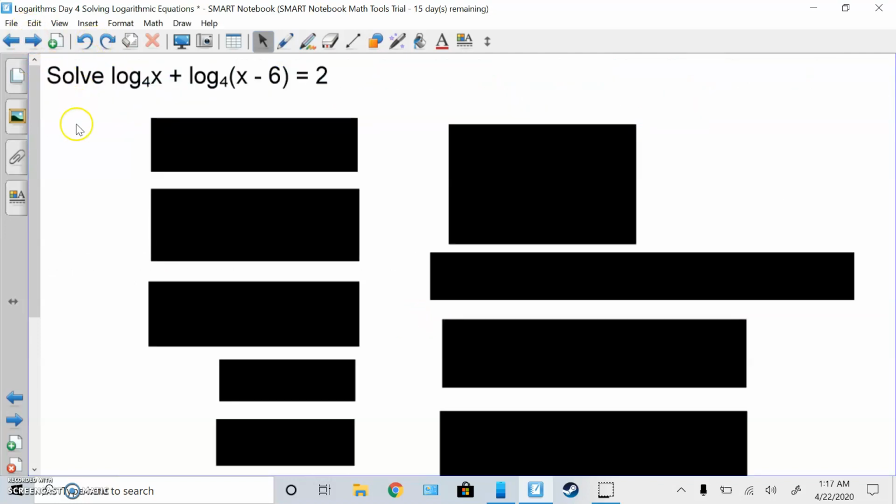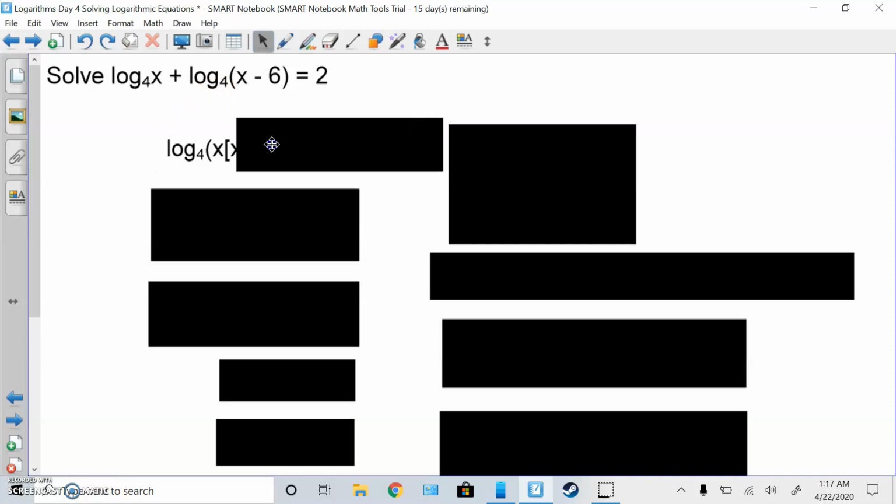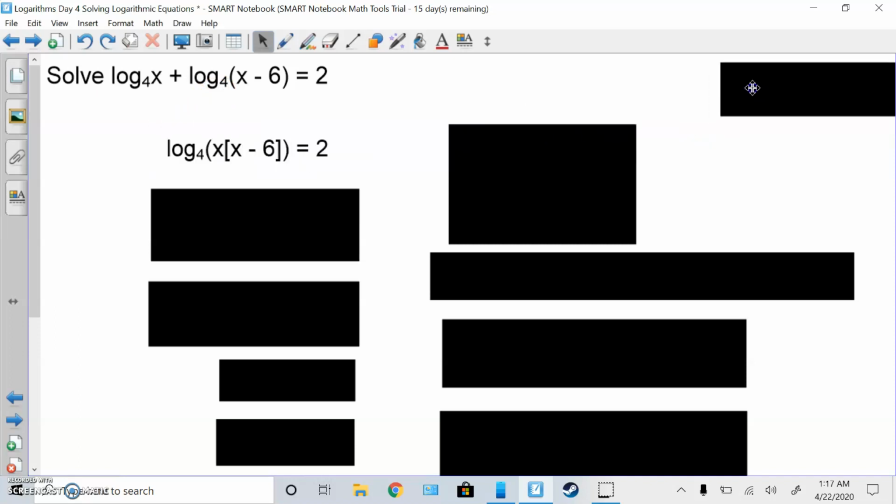So let's try the first problem. Log base 4 of x plus log base 4 of x minus 6 equals 2. We cannot use our converting technique yet because this is not one term on the left side, it's two terms. Luckily, we have the product property that states if you're adding multiple logs with the same base, in this case base 4 and base 4, you can combine to a single log base 4, and just multiply the inside. So it'll be x times x minus 6.